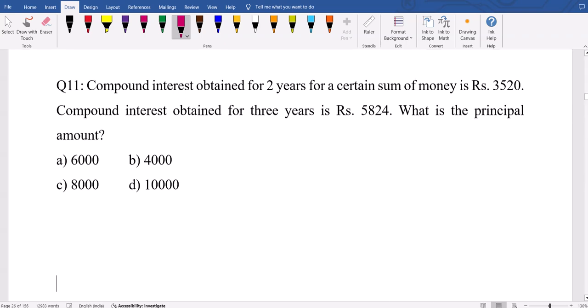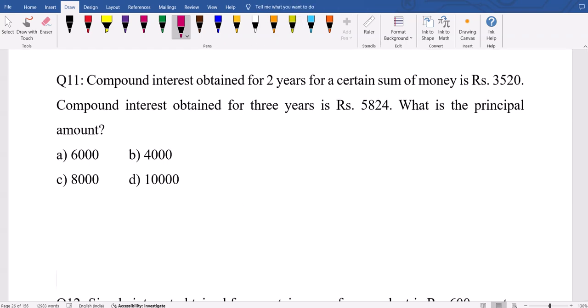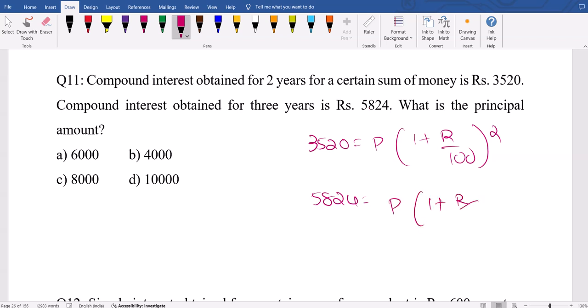See this question, a bit basic series. Here, compound interest obtained for 2 years for a certain sum of money is 3,520, and compound interest for 3 years is 5,824. So 3,520 is P into (1 plus R upon 100) whole square, and this is P into (1 plus R upon 100) whole cube. Similar question we discussed already.